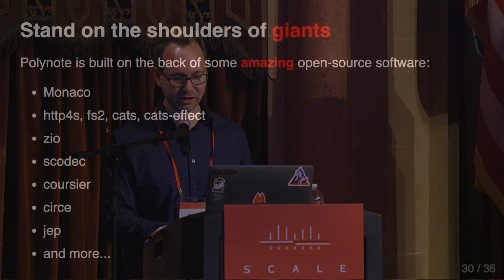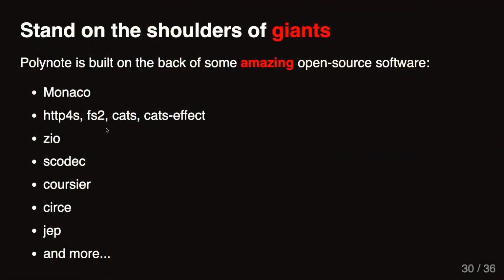Zio we adopted a little bit later on, and we'll talk a little bit more about that, but that brought some really amazing innovation to how we could structure our code. Kudos to the Zio team as well. Scodec let us just build an ADT, and then bam, for free, we have a compact binary protocol for those messages. And that's really one of the reasons I think that PolyNote feels so fast.